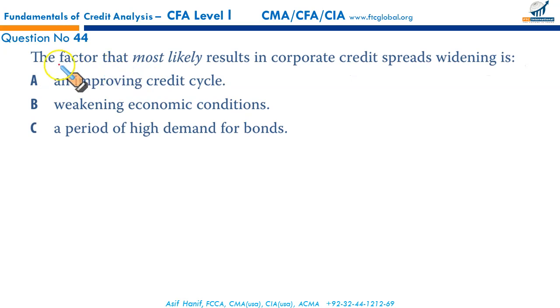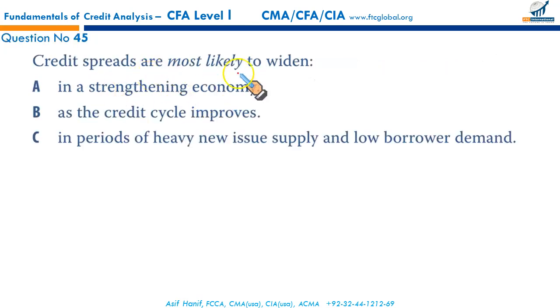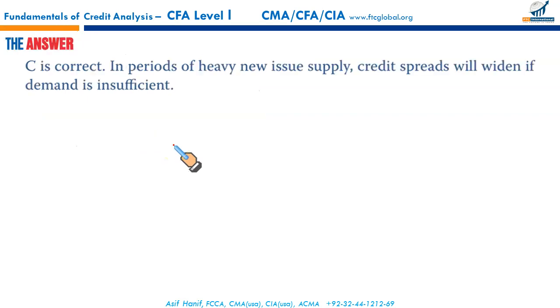This question is similar to the previous one. The factor that most likely results in corporate credit spreads widening. An improvement in credit cycle? No. That will reduce the credit spreads. Period of high demand for bonds, that will reduce. Weakening economic conditions, this will widen the credit spread. So that is the right option, B. Credit spreads are most likely to widen in strengthening economy? No. As the credit cycle improves? No. In periods of heavy new issue supply and low borrowers demand? Same things asked from a different perspective, but the result stays the same.